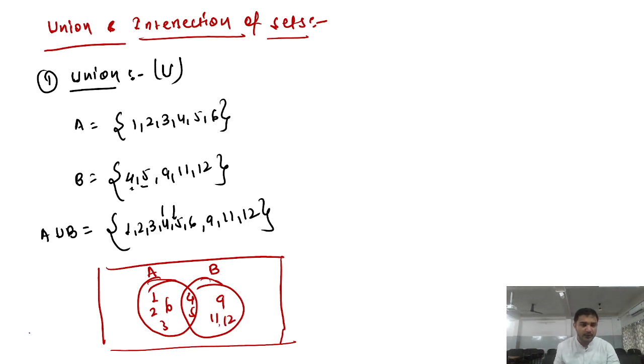So this is what we have, all the elements of B. Now what does A union B represent? A union B represents this entire area. All the elements in this area, if I write them together, will give A union B. Now, what is intersection then?